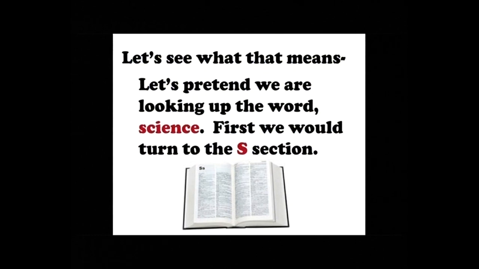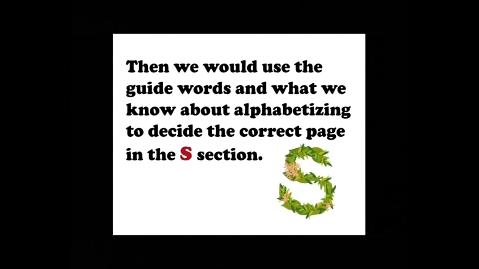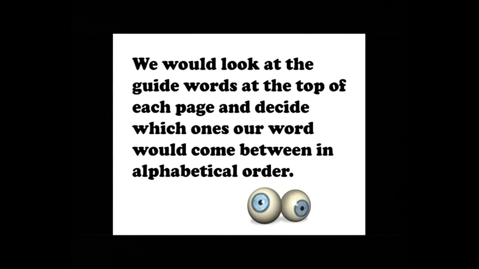Let's pretend we are looking up the word science. First we would turn to the S section. Then we would use the guide words and what we know about alphabetizing to decide the correct page in the S section. We would look at the guide words at the top of each page and decide which ones our word would come between in alphabetical order.